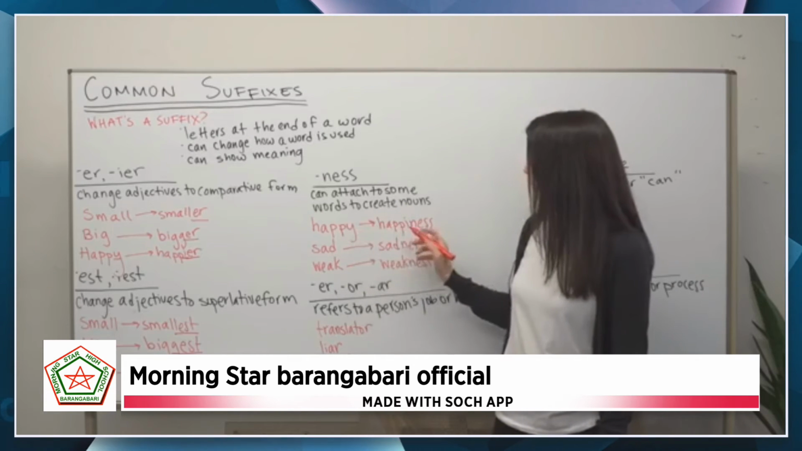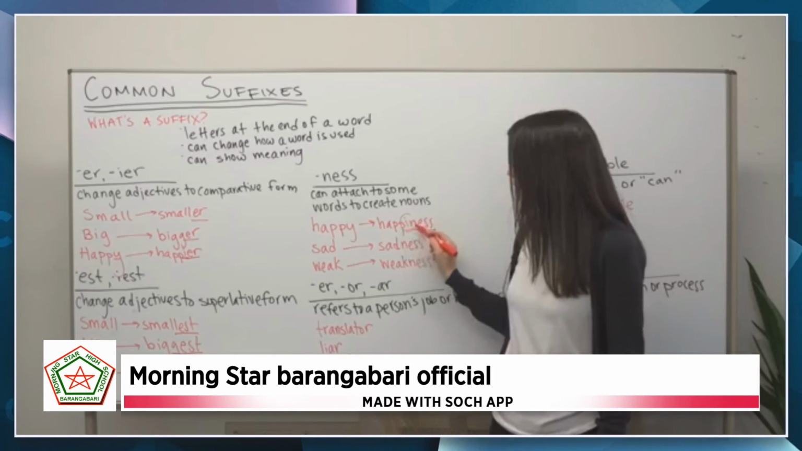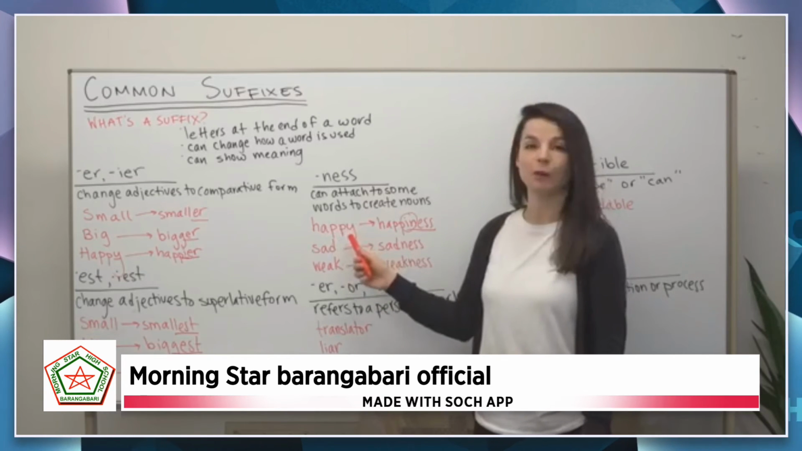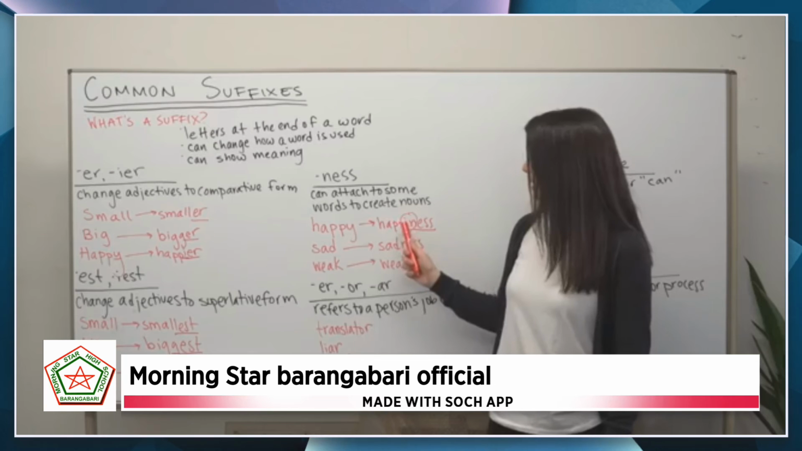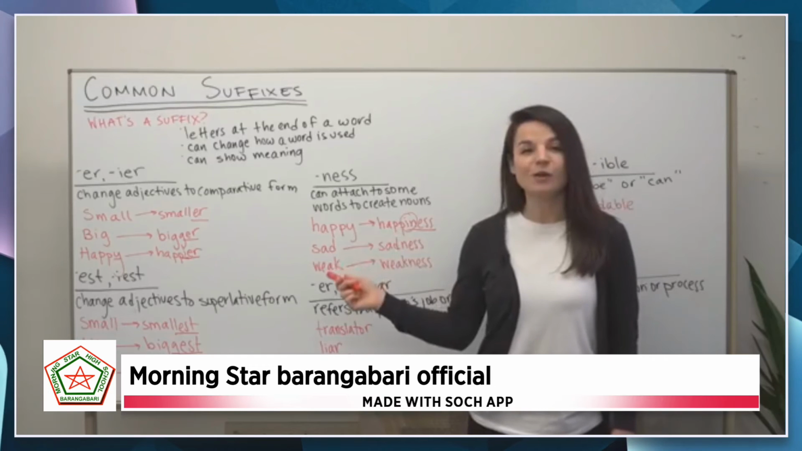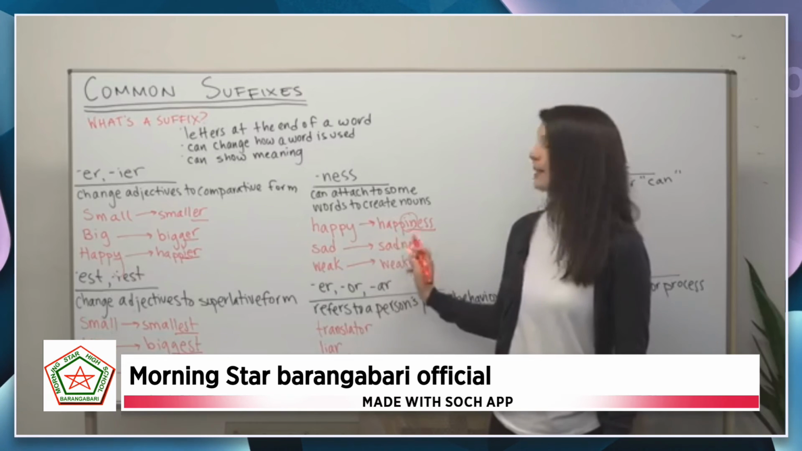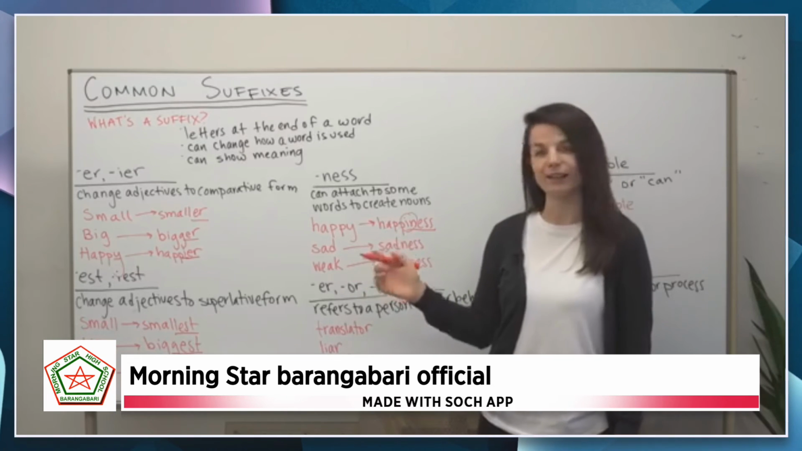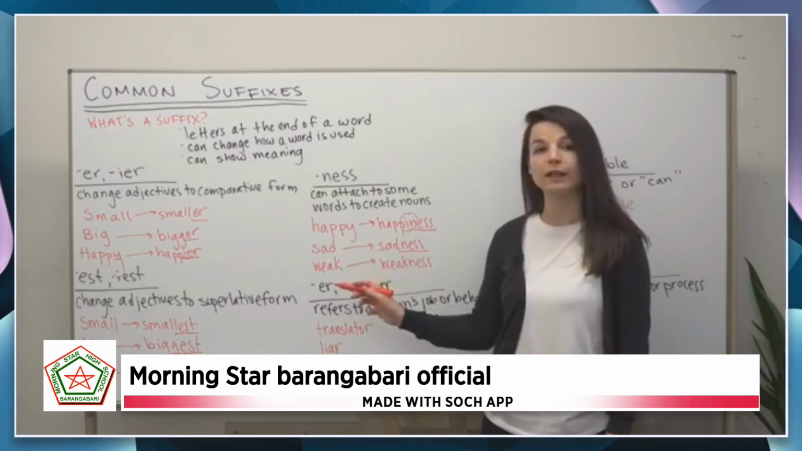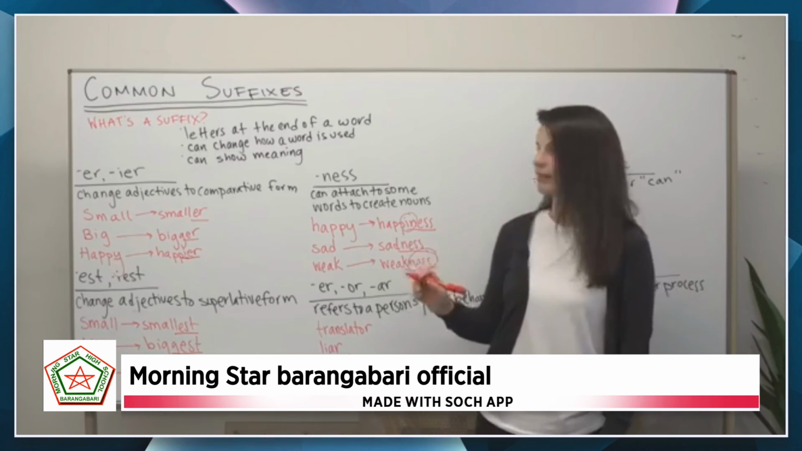Here, happy again. Happy changes to happiness, the noun form, by adding ness. Again, we follow this same Y rule. The Y changes to an I for adjectives that end in Y. So happy, adjective, becomes noun, happiness, by adding the ness suffix. Let's continue on to the next adjective, sad. So sad can become the noun form sadness by adding the suffix ness, sadness here. One more example is the adjective weak. We create the noun form weakness by adding the ness suffix.